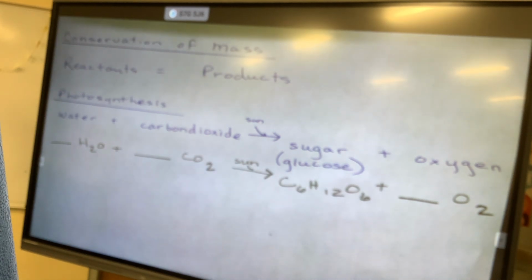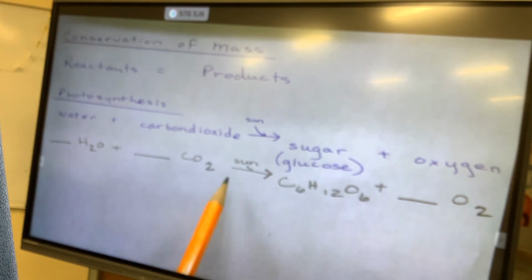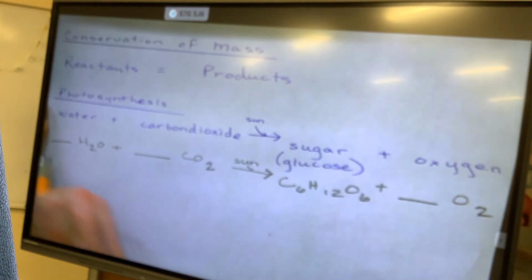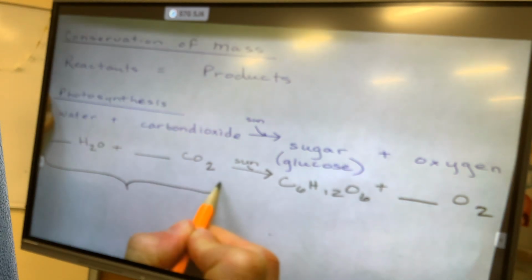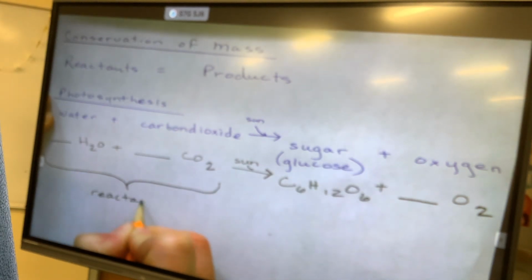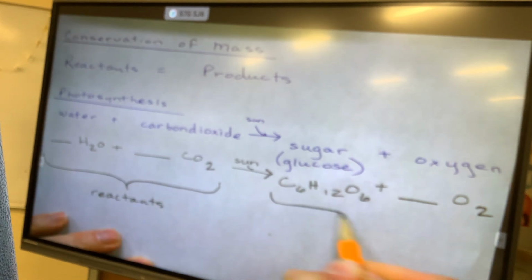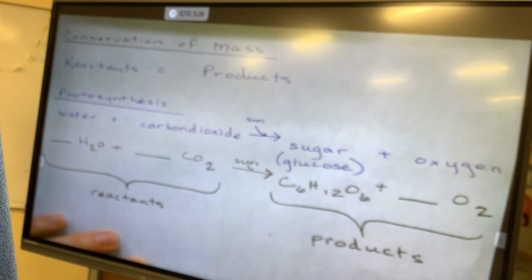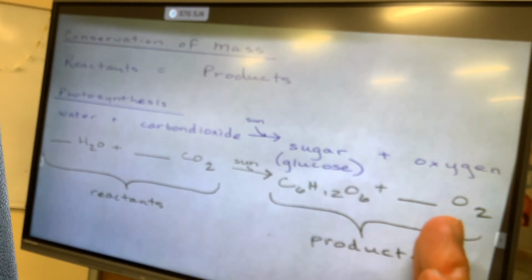Now, this is the chemical equation for photosynthesis, but it's not balanced. What I mean by that is that on this side of the arrow, we have the reactants, and over here on this side of the arrow are the products. So the reactants don't equal the products, because if we count up the total number of atoms of each element on the left side of the arrow and the right side of the arrow, they are not equal. Okay, I'll show you what I mean in a minute.